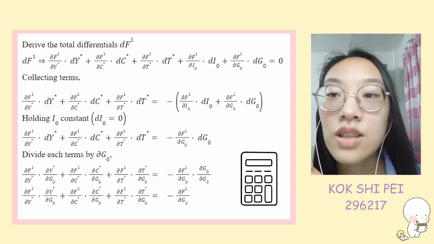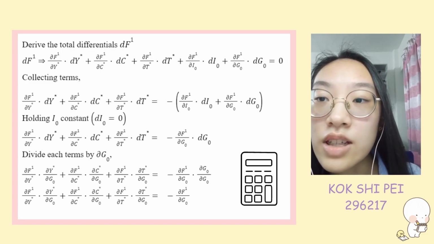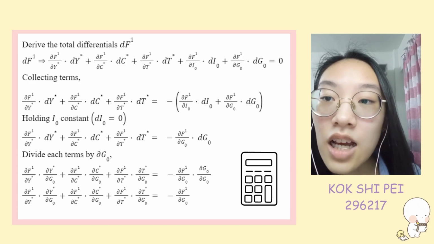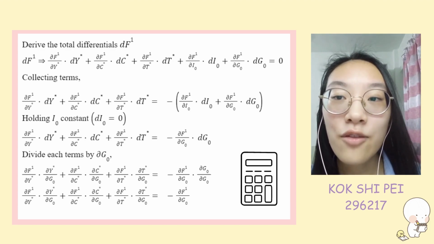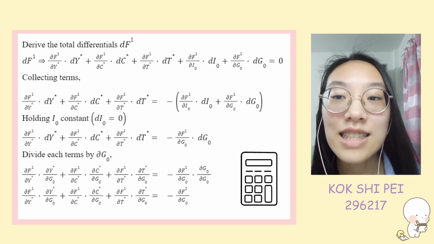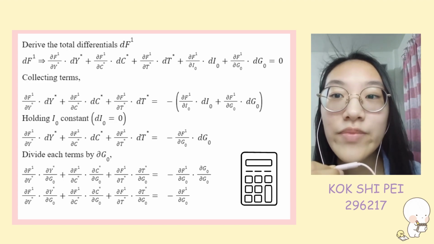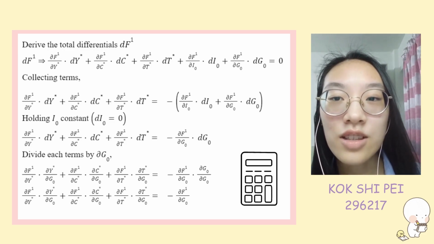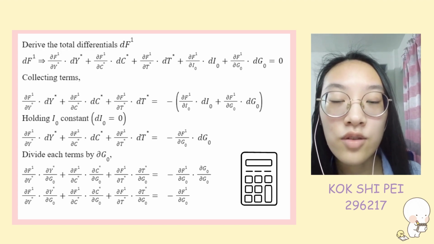And after that we collect the terms, holding I0 as constant. After that we divide each term by ∂G0 and we get ∂F1/∂Y* times ∂Y*/∂G0 plus ∂F1/∂C* times ∂C*/∂G0 plus ∂F1/∂T* times ∂T*/∂G0 equals negative ∂F1/∂G0.